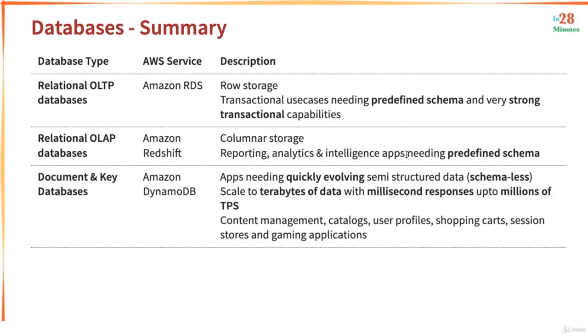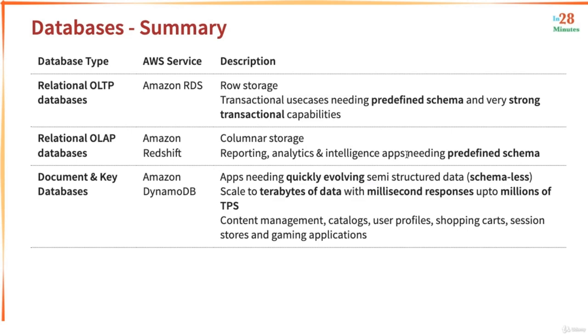Welcome back. In the last few steps, we talked about a number of database options. And in this step, let's quickly review them before we get into each of these individual services in depth. When you go for relational OLTP databases, you'd go for them when you have transactional use cases which need a predefined schema and very strong transactional capabilities. And the AWS service which is used is Amazon RDS.